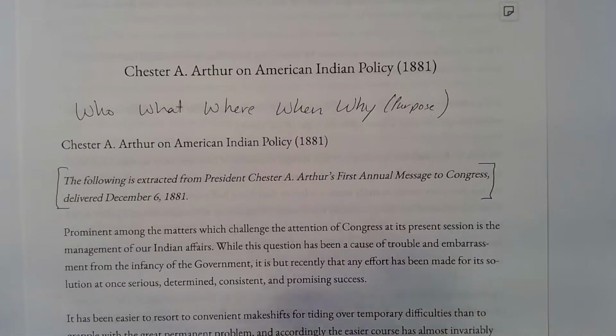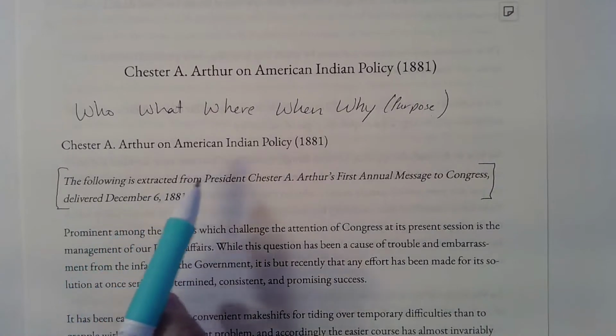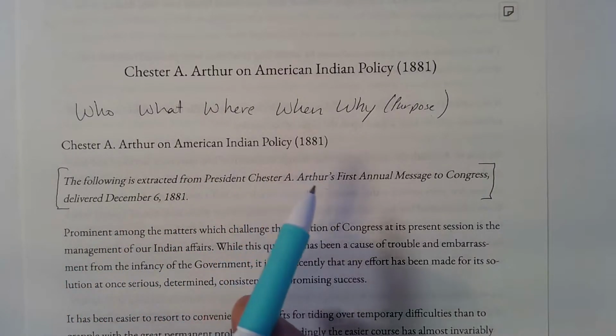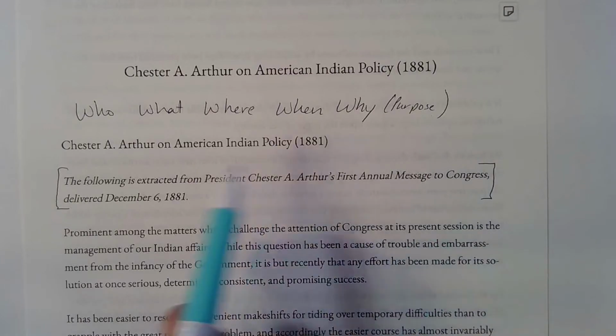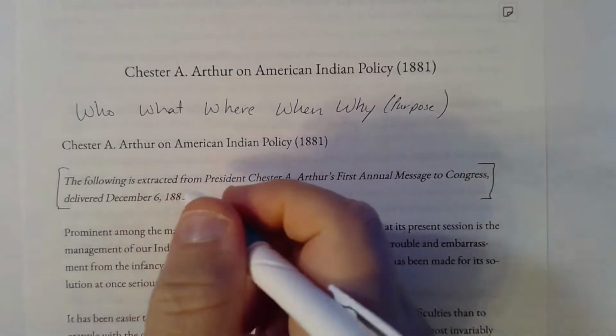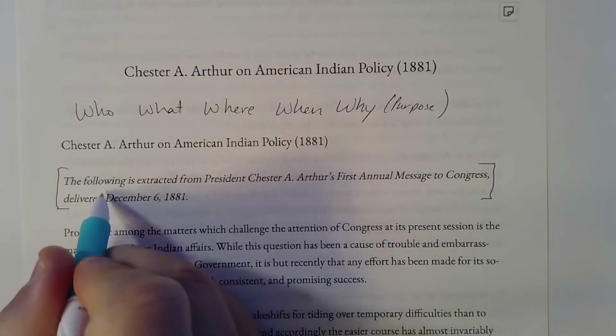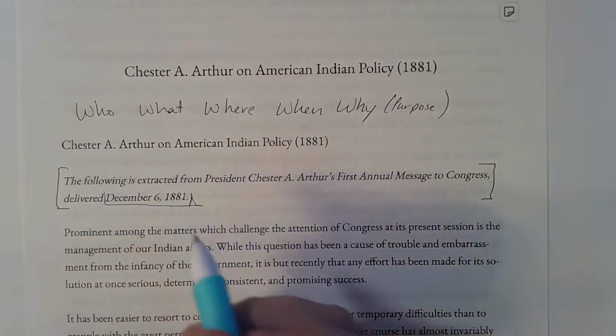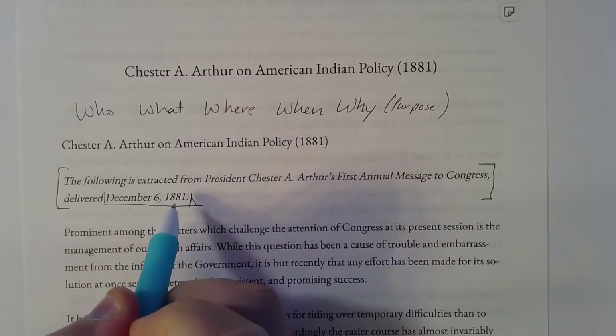So all we get is the following is extracted from President Chester A. Arthur's first annual message to Congress delivered on that date. Well, we know, for example, we know when. It gives us a precise date. So we're talking about the end of the 19th century.